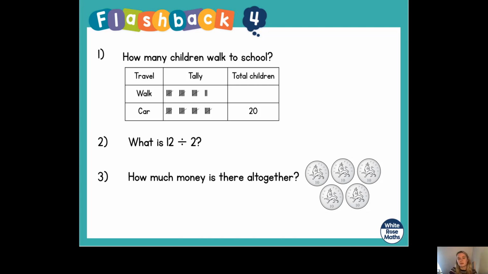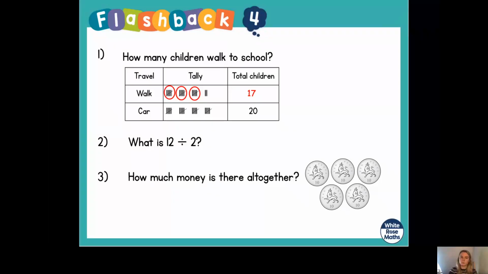Okay, Year 2, so let's go through them together. Well, when we look at this tally chart in number 1, we know that when there is a diagonal line, that represents the 5th child, okay? So we've got one here with the 5th line across, so we know that's 5, but then we've got another one and another one. So let's count up in 5s 3 times. So we've got 5, 10, 15, and then we have 2 more tally marks. So what's 15 add 2? Yes, it's 17. There are 17 children who walk to school.